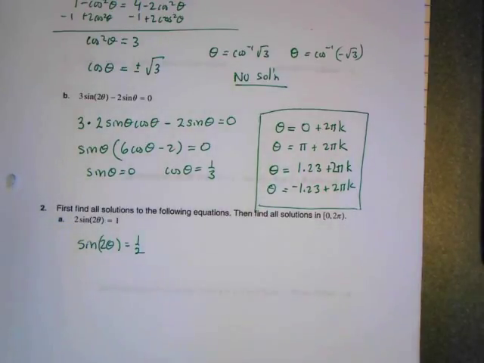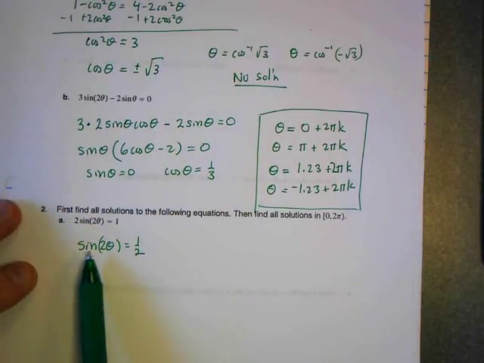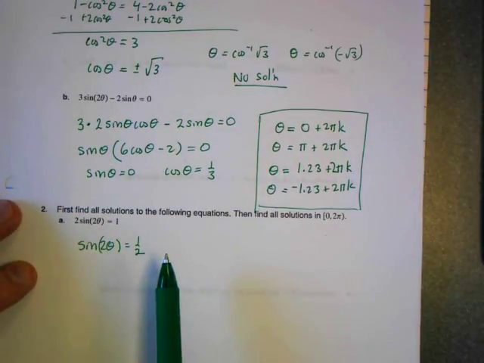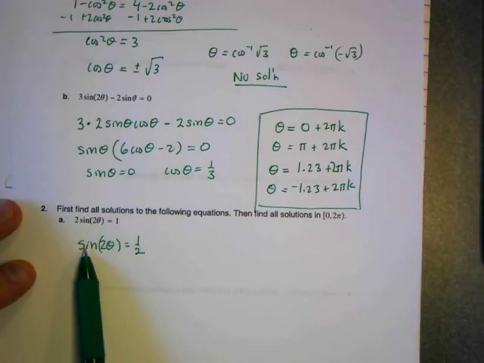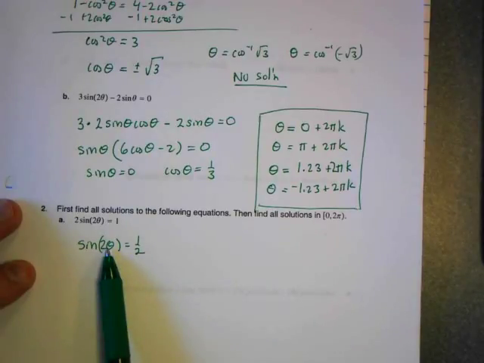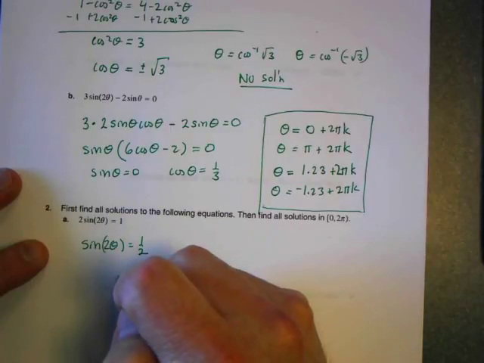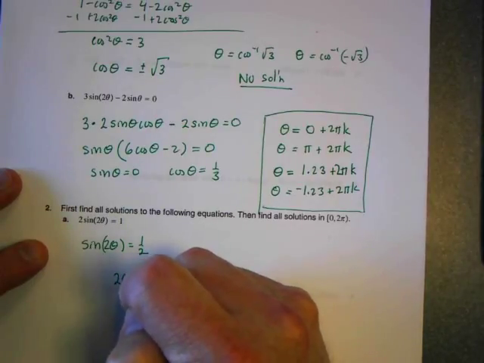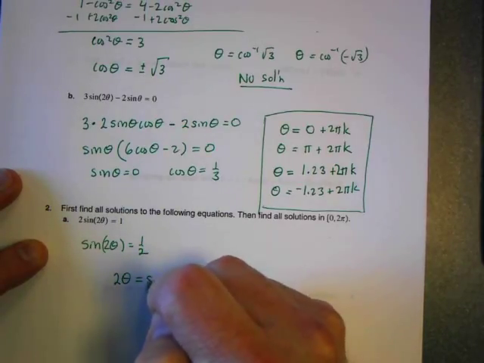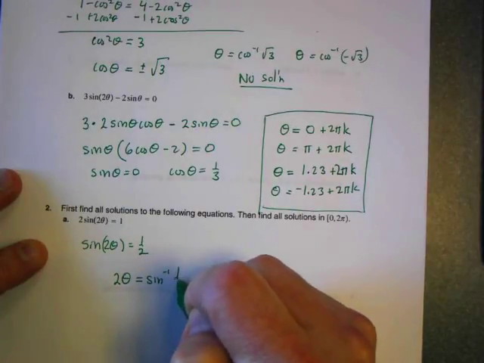What if this 2 were not here? What if it just said sine theta? You would do inverse of sine, wouldn't you? So how do I get rid of a sine? I still do inverse sine. Does it matter that I have a 2 theta there? No, we'll just divide everything by 2. I'll divide everything by 2 later. That's correct. So we're going to have 2 theta is sine inverse of a half.